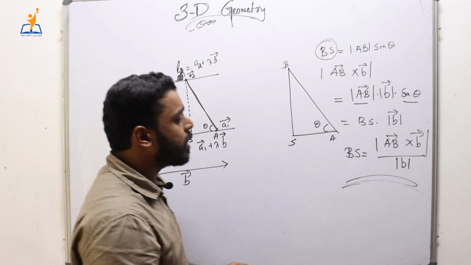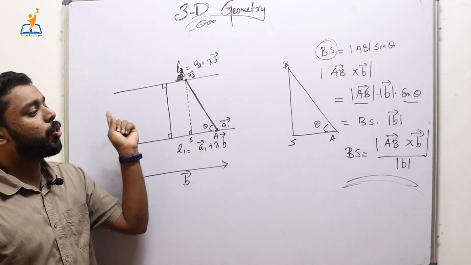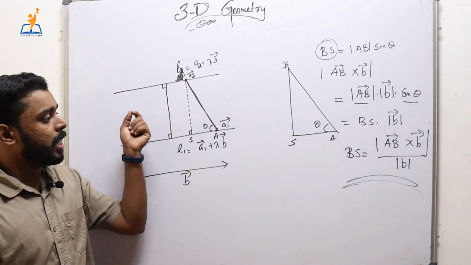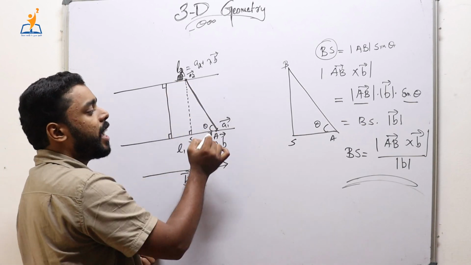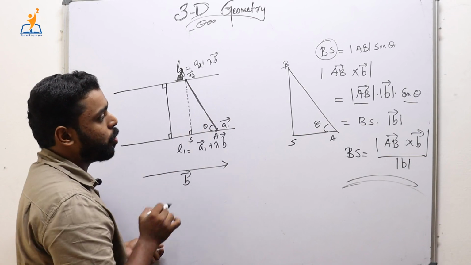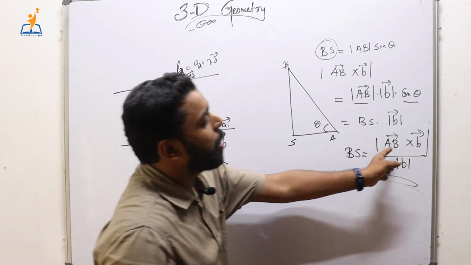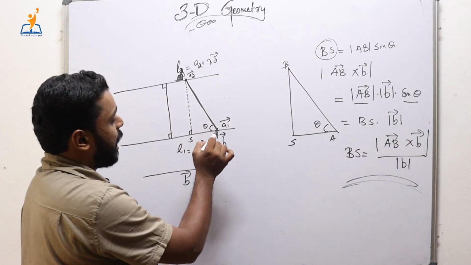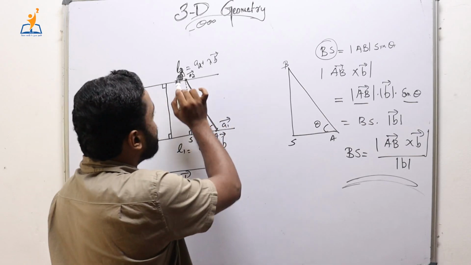So the perpendicular distance BS between two parallel lines, with point A whose position vector is A1, and point B whose position vector is A2, is nothing but mod AB cross B over mod B. Now we know that A is the point A1 and B is the point A2.